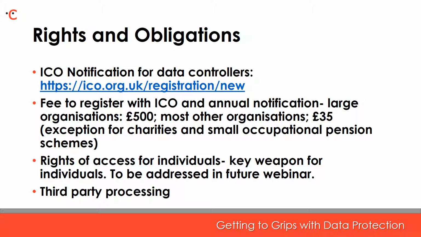The third bullet point here relates to one of the key weapons of data protection, and this is rights of access for individuals. This will be considered in detail in a later webinar, but essentially an individual has the right to know what data a data controller has on them, and is allowed to see a copy of that as well. So it's a key weapon for individuals. In relation to your registration with the ICO, this has to be updated annually and you have to pay a fee each year that you give the further information.